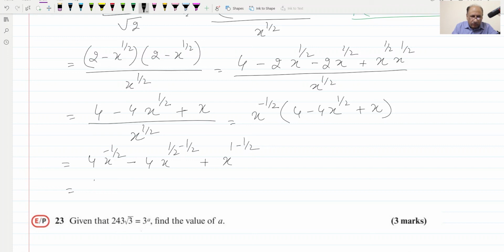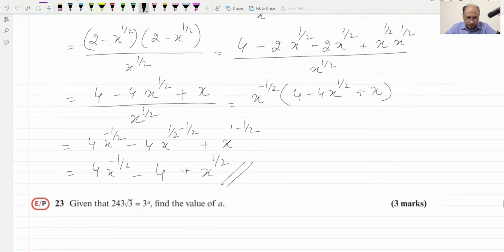So this will be 4 x raised to the power minus 1 by 2 minus this portion will be x raised to the power 0, so it will be 1. So 1 multiplied by 4 will be 4, and plus this will be x raised to the power 1 by 2, and this will be our final answer for this question.